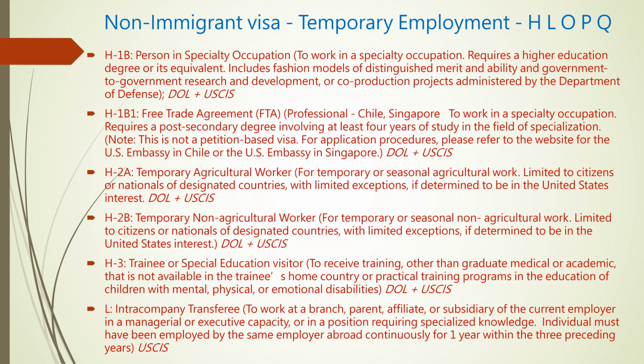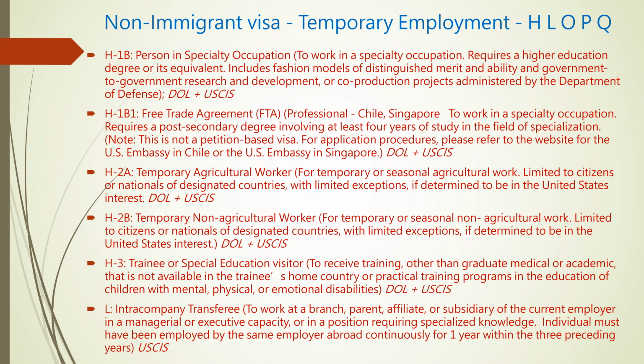Long term means maybe 6 years, 10 years, but not for 6 months, not for 1 year. And within the company, you are going to the US on a permanent basis, but it's a non-immigrant visa. The H-1 visa is a non-immigrant visa.